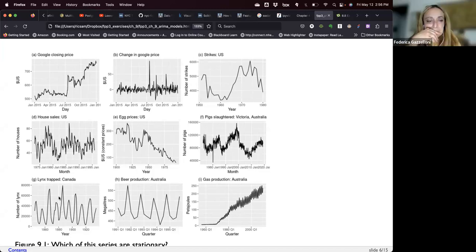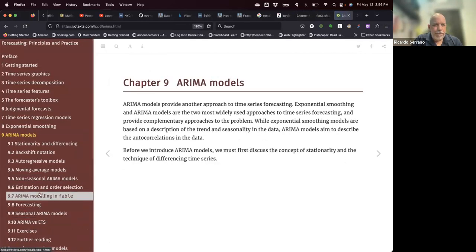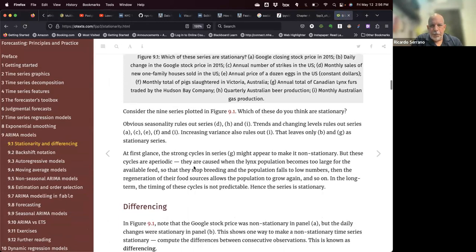We're going to see this one, the lynx, because even though we see that there's a seasonal pattern, this seasonal pattern is not constant. So when it's not constant, in other words, that is cyclical, then that series could also qualify as stationary, even though it has these ups and downs. And I'm going to show you where it says it. It's right here. This is the explanation from the authors.